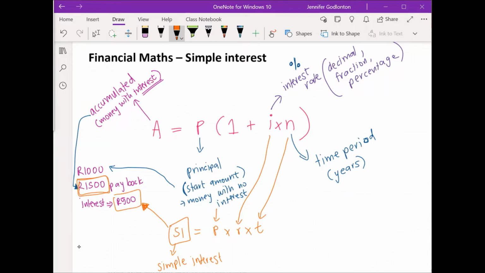So we can use that formula, and then if we wanted to know what our end value is, we would have to add it. So if I wanted to know what my A is, if I'm using this orange formula, I'd need to say P plus SI. So we'd have to do a second step.